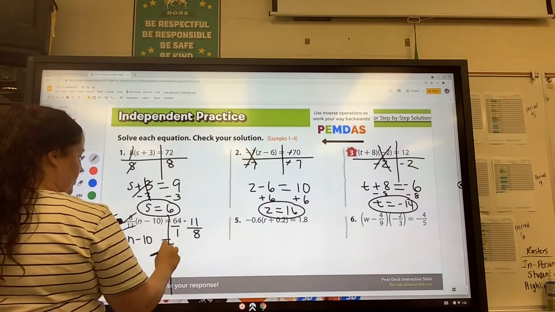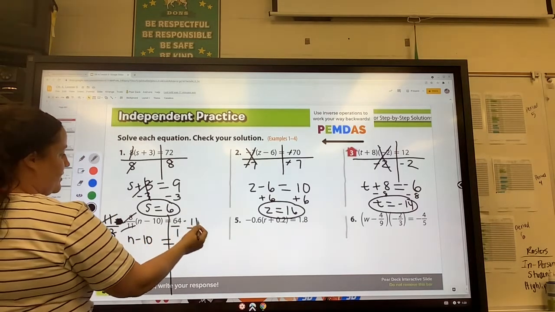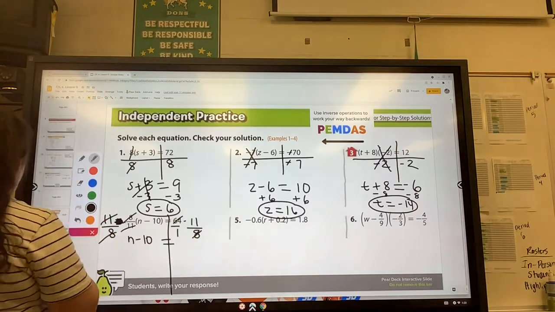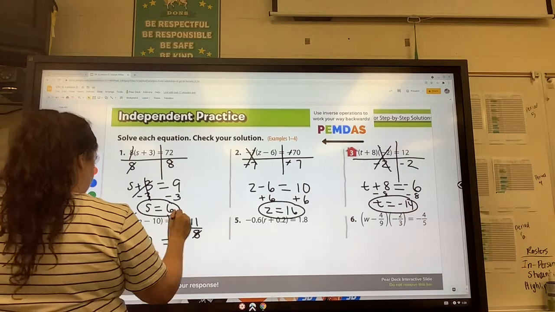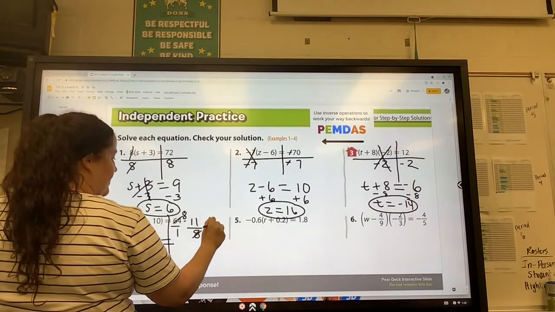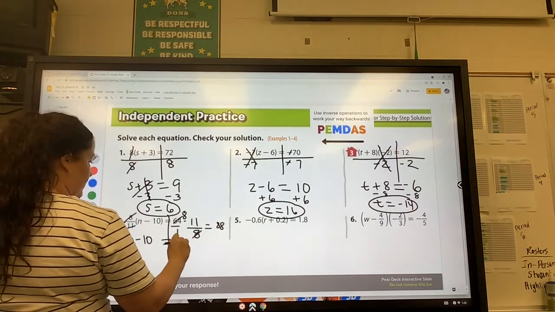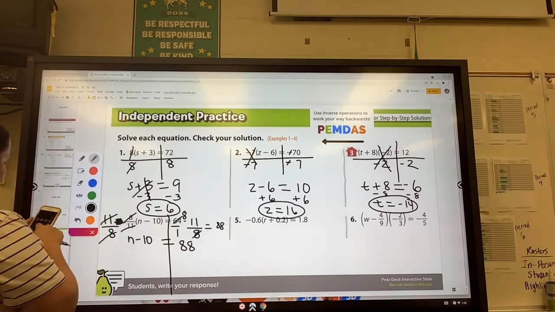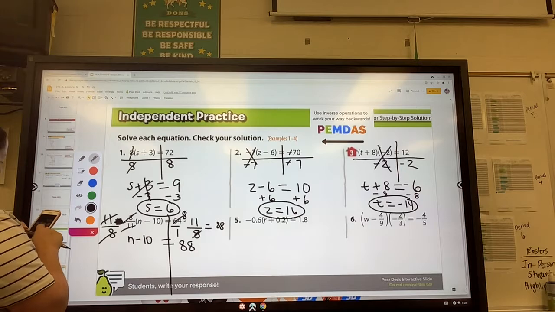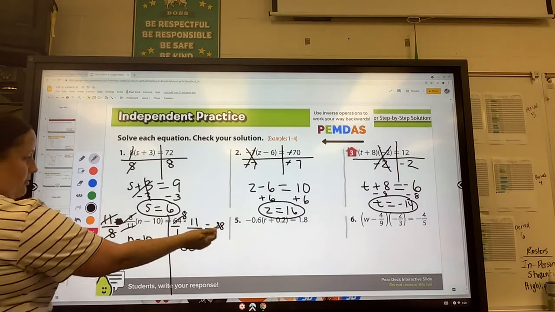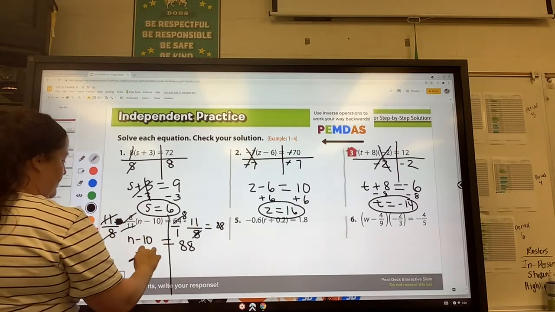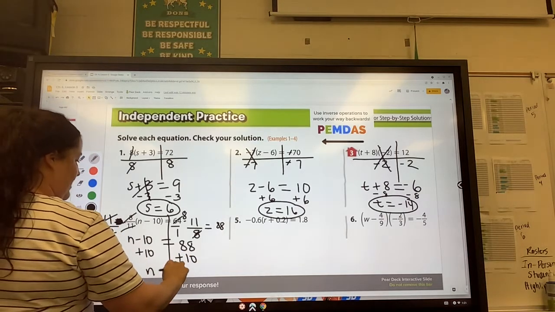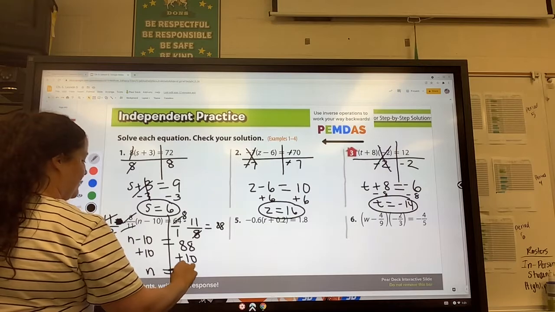And then that's equal to, so I'm gonna cancel before I multiply. 64 divided by 8 is 8, and 8 times 11 is 88. So n minus 10 equals 88. You could have done it like 64 times 11 and then divided by 8. You would still come up with 88. Add 10, n equals 98.